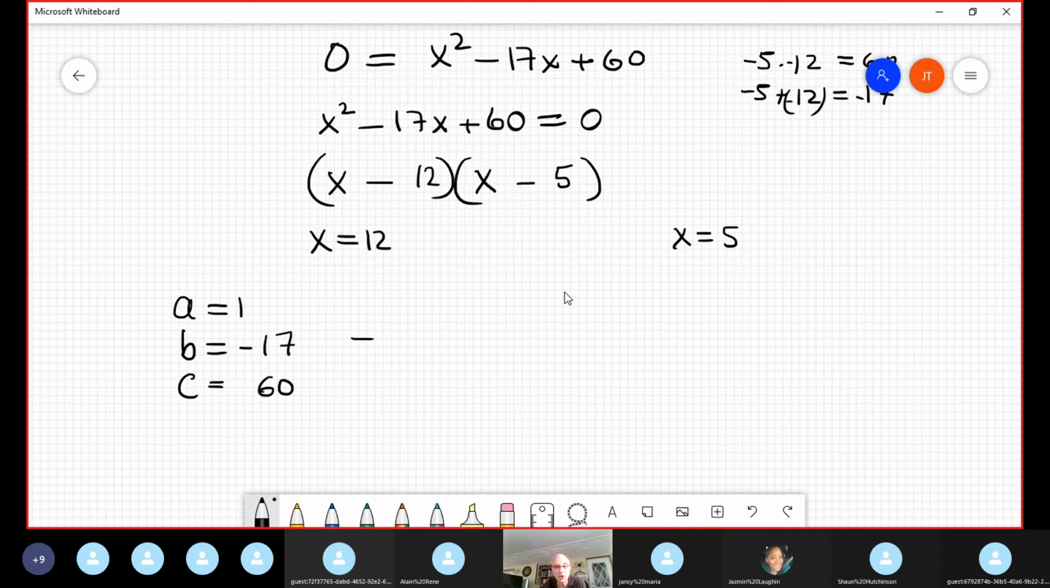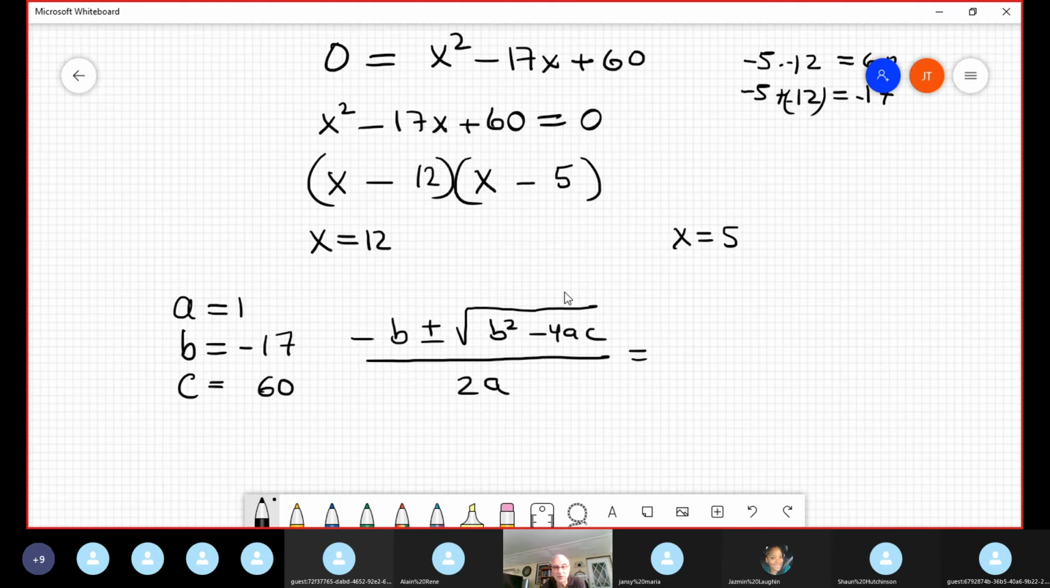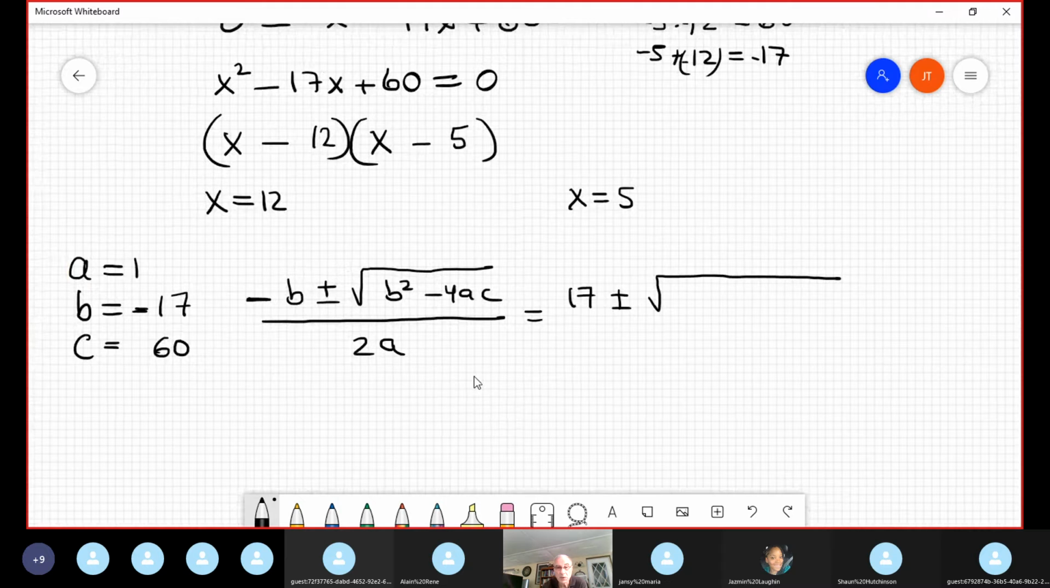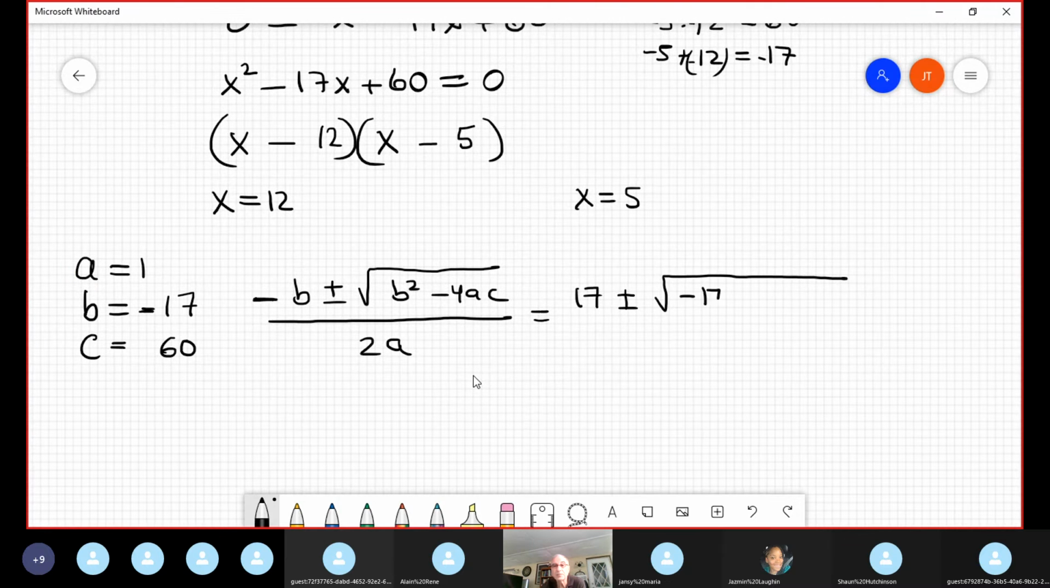And substitution into the quadratic formula. Minus 17, the minus of the formula and the minus of the value gives 17, plus or minus the square root of negative 17 squared, minus 4 times 1, which is A, times 60, which is C, divided by 2 times 1, which is just 2.